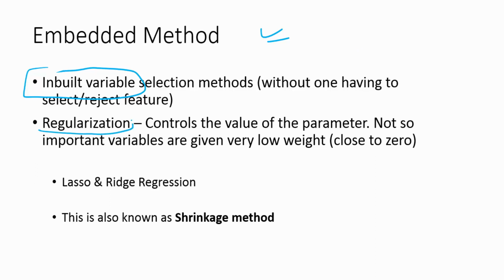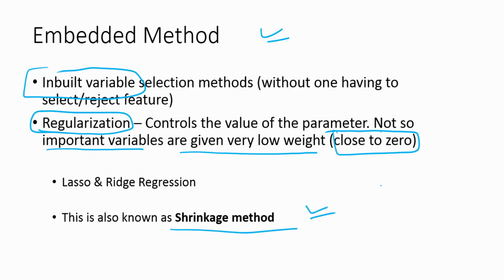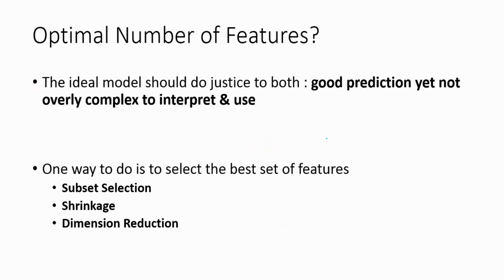It's also known as regularization, which you may have heard about. It controls the value of parameters. So the not so important variables are given very low weight or sometimes zero weight, and that's why they get eliminated from the model. So the elimination process is very much inbuilt or automated. As a modeler, you need not take a lot of decisions. It's also known as a shrinkage method. We'll talk about it. The famous ones are lasso and ridge regressions. We'll talk about it in brief at the end, in the last part of the session. So the idea is to have an optimal number of features. Okay, so that's the point.